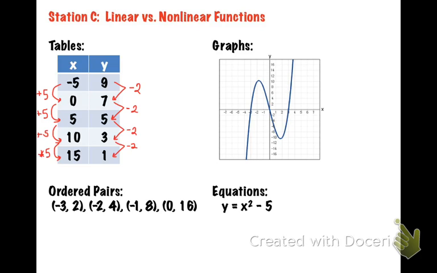Well, we want this in a complete sentence. So we should say, this is linear because there is a constant rate of change.